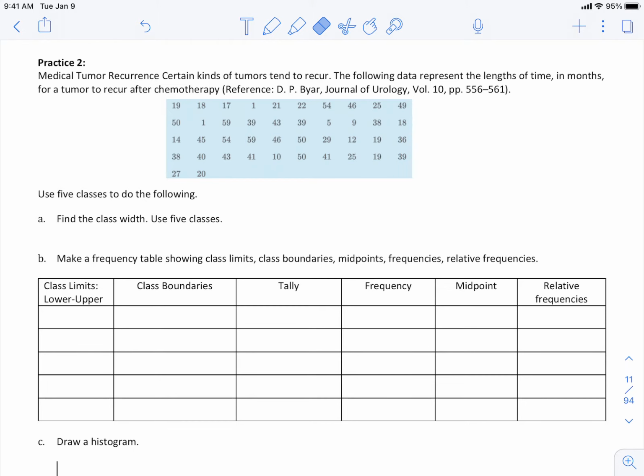First we have to find the class width. Again, we're using 5 classes. Our largest number here is 59. Our smallest number is 1. So we do 59 minus 1, and then we divide that by 5. That gives us 11.6, so we're going to use 12. We need to make a frequency table showing our class limits, class boundaries, midpoints, frequencies, and relative frequencies.